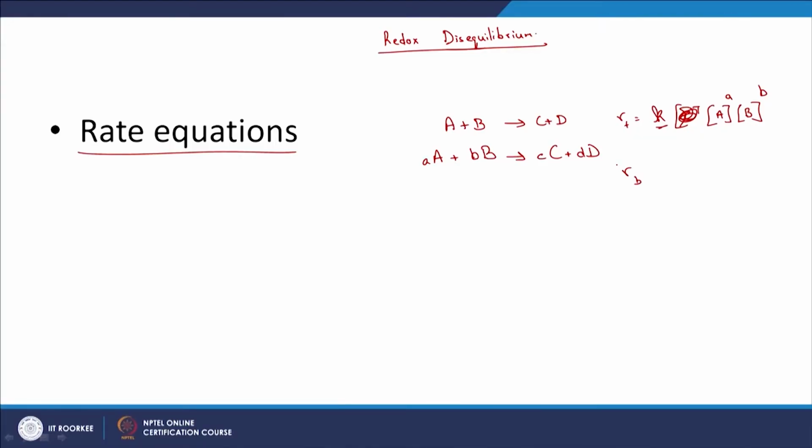So obviously again if you are looking at the backward reaction, you will have for the R backward, let us say, K backward times C to the power of c. But obviously when you are calculating R net, let us say, for each of these particular compounds A, B, C and D, then you need to take into account the relevant aspects.